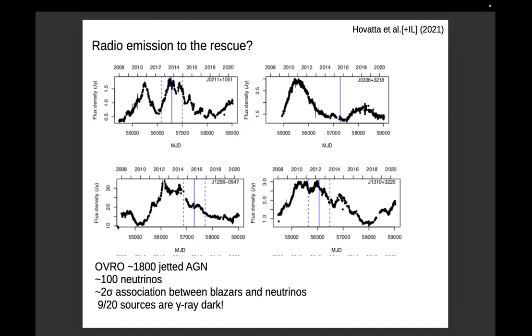Any other questions? Yes, please. Why do you prefer blazars? I guess everybody prefers blazars. Neutrinos both come from the astrophysical source, but what about long GRBs? Are they still too short for this kind of neutrino?